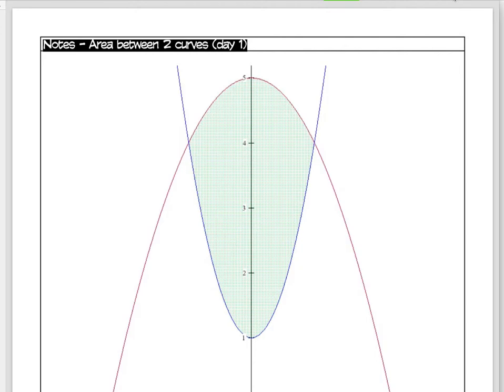Alright, so today we're looking at finding area between two curves. And previously when we found area, it's between what and what? Between the x-axis and the curve. Okay, and what did we do to find the area between the x-axis and the curve? We integrated from our starting point to our finishing point, and then we integrated the curve, and that gave me the area between the curve and the x-axis.